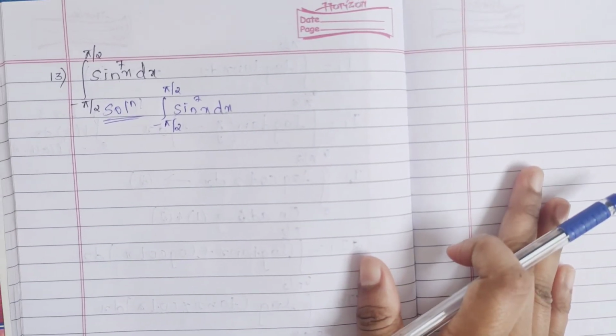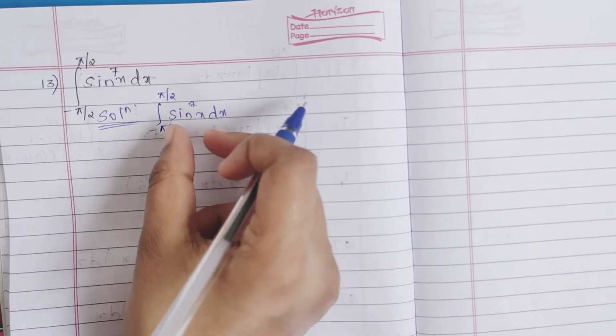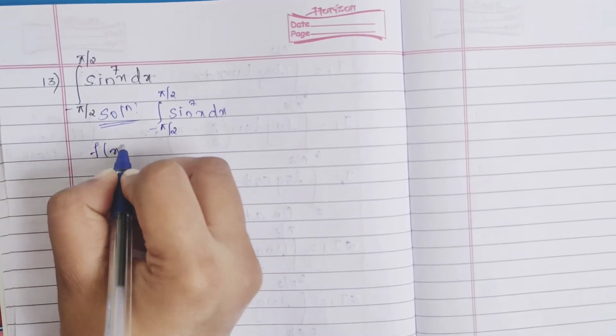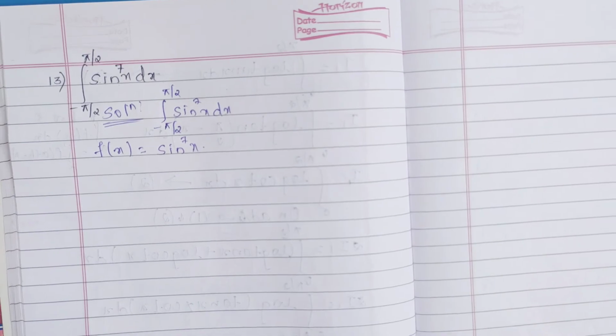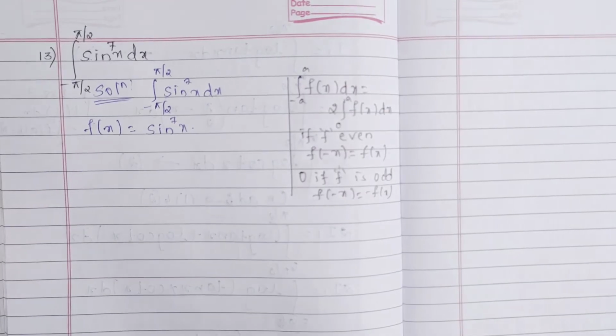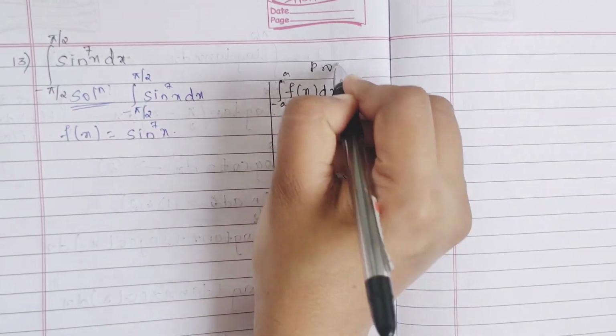But in that 7th property also, you have to check for odd or even, right? So first we will take f of x. What is your f of x? It is sin raised to 7 x, right? What is that property? Once again I have written it, okay, that is your property 7.